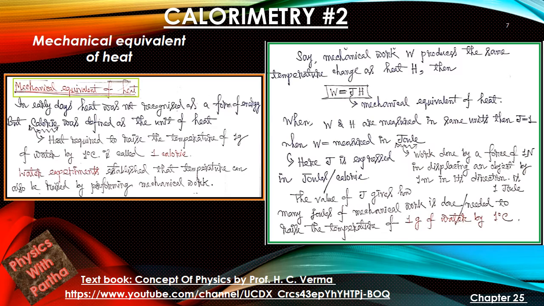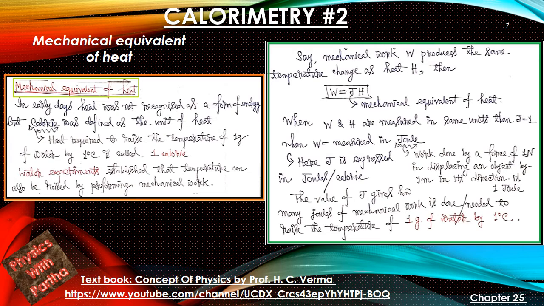Let's talk about the mechanical equivalent of heat. In early days, heat was not recognized as a form of energy, but the calorie was defined as the unit of heat. A calorie is the heat required to raise the temperature of 1 gram of water by 1 degree centigrade, that is called 1 calorie. Later, experiments established that temperature can also be raised by performing mechanical work. That means we can raise the temperature either by supplying heat or by doing some mechanical work.